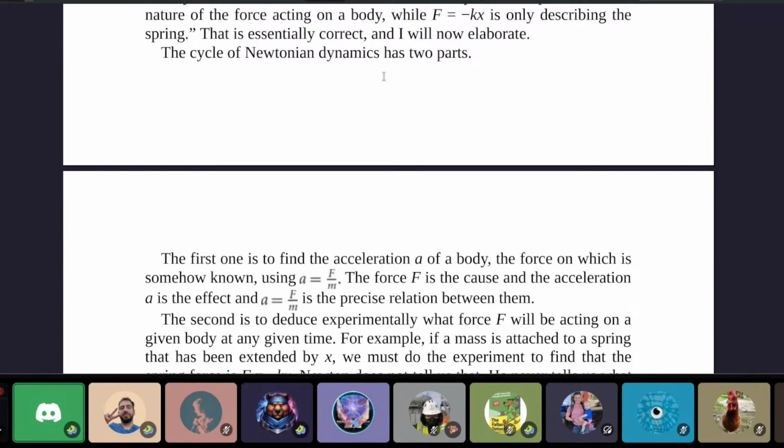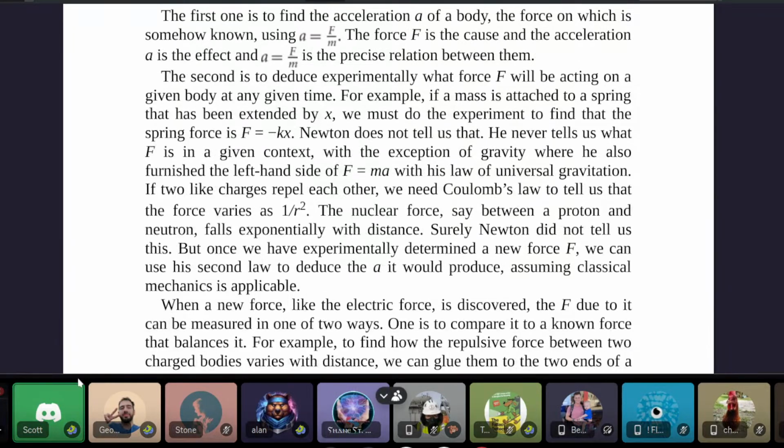The cycle of Newtonian dynamics has two parts. First one is to find the acceleration a of a body, the force on which is somehow known, using a equals F over m. Force F is the cause, and the acceleration a is the effect, and a equals F over m is the precise relation between them. The second is to deduce experimentally what force F will be acting on a given body at any given time. For example, if a mass is attached to a spring that has been extended by x distance, we must do the experiment to find that the spring force is F equals negative kx.